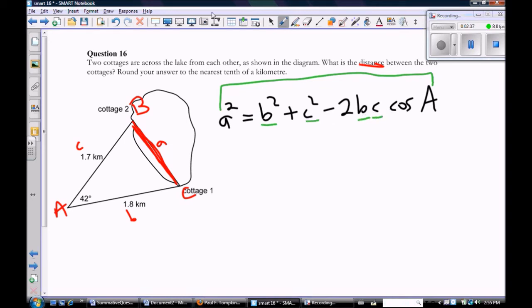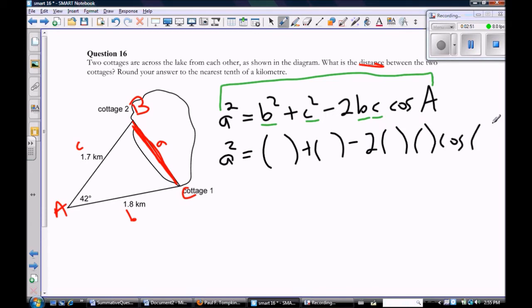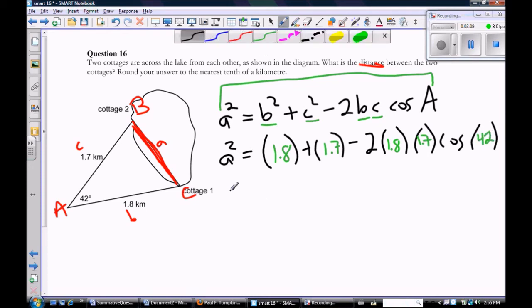Okay, so now that we know that, let's do substitutions and get some of this math done. So b squared plus c squared minus 2bc cosine A. Okay, so what are my values? B is 1.8. C is 1.7. And angle A is 42 degrees. So make sure your calculator is in degree mode and do the math.